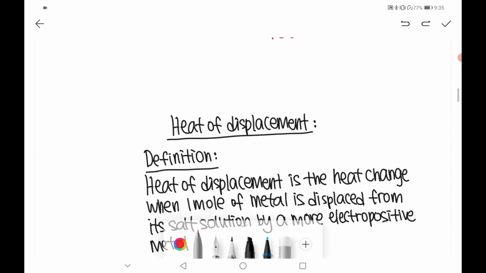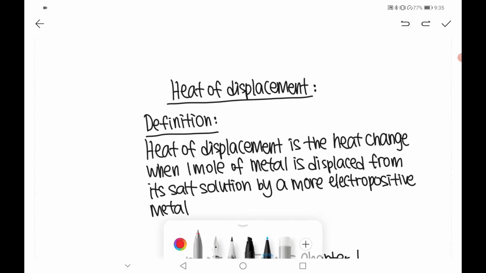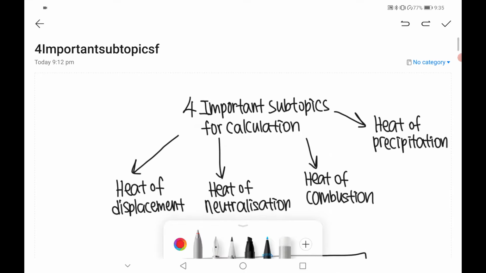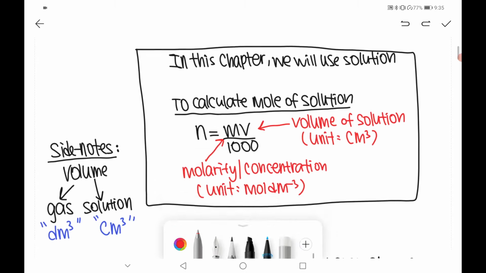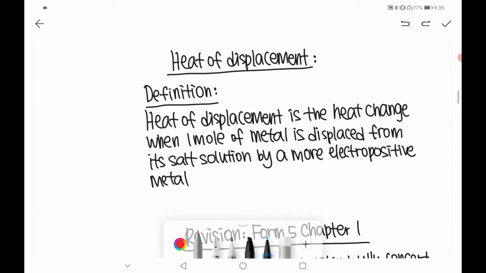So now let's continue. Now we will start with heat of displacement. Like what I said, we have 4 calculations. Today we only focus on the first one. Today we only learn heat of displacement. All these other 3 we will learn in subsequent lessons, in the next lessons. All right, so now let's start with heat of displacement.